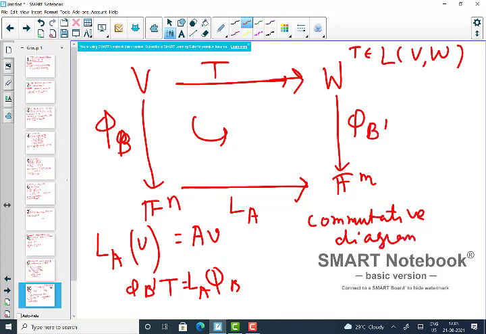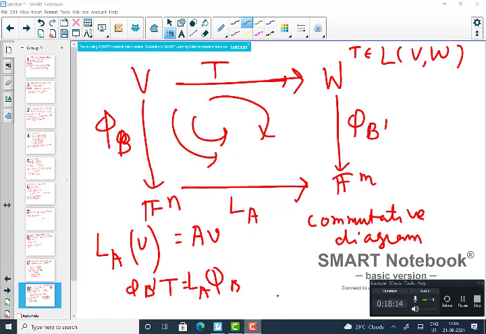So what does that mean? That means no matter which road you choose, you start from B and come to Fm, you will reach the same place if you choose this path or this path. So the composition of these two is the same actually. With some example you can find out. Okay, so this was that remaining thing which I was planning to do.